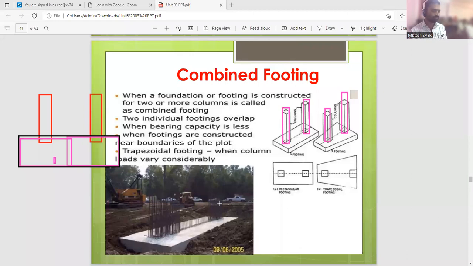Is it clear? By looking at this figure, which type of footing is it? Rectangular footing. Did everyone understand? Yes, students. Yes, sir. Okay.